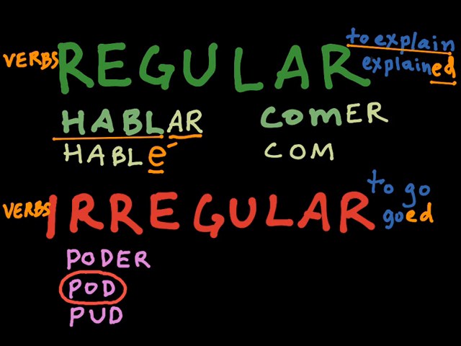You have comer, again, com is the root of the verb, you have the ending er, and then you remove the ending er. What do you have? You have com, and then you add the conjugation endings to it, and it would be comiste, and it would be you ate, and it would be the regular predictable verb conjugation.